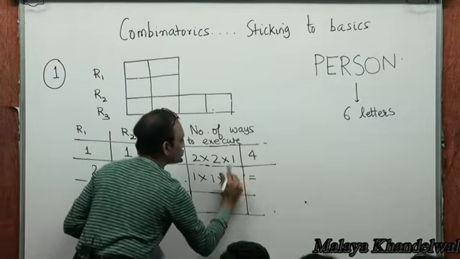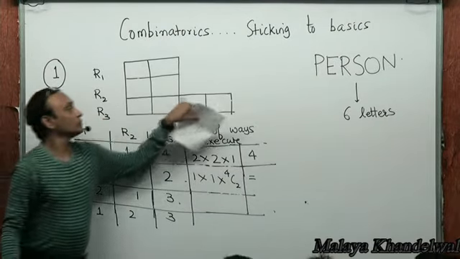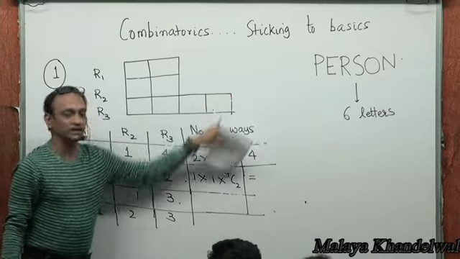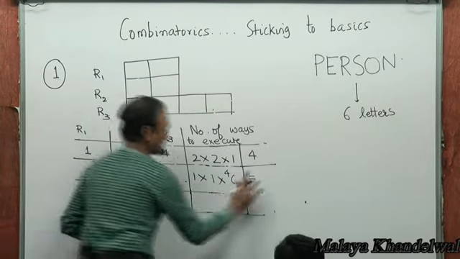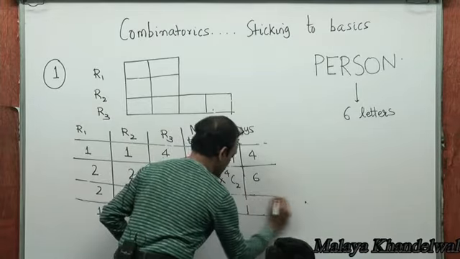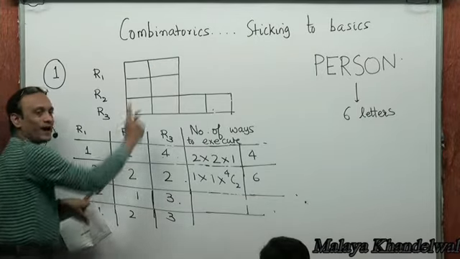Oh, I'm sorry. 4C2 ways. Yes or no? There are 4 cells. I need to select 2. I can do so in 4C2 ways. 4C2 is 6. So that makes it 6 possibilities for this. Yes or no?